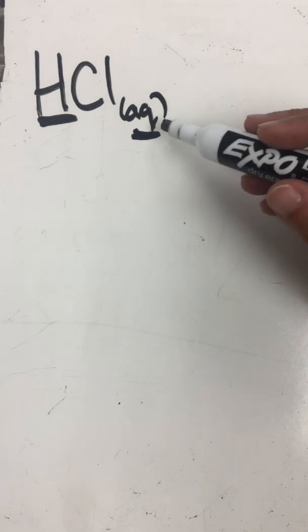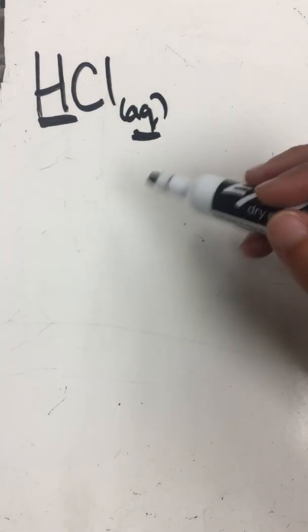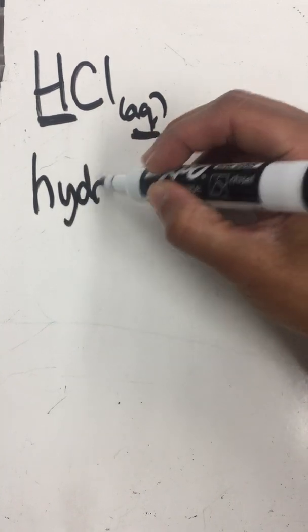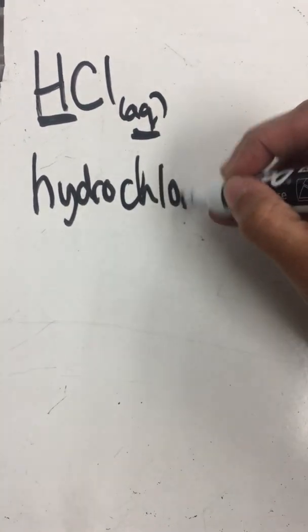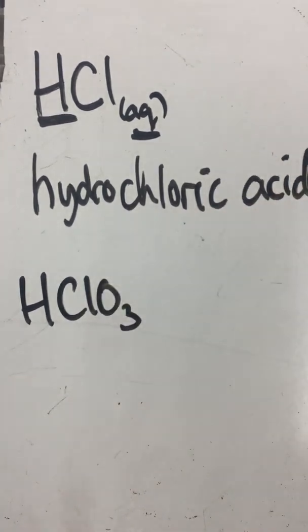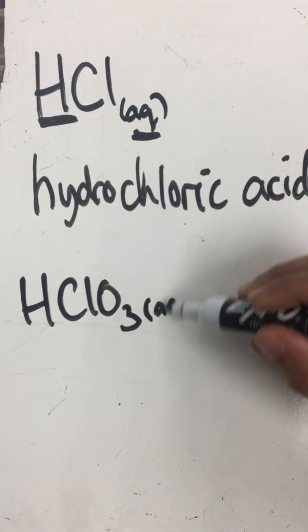And this is because that AQ just means that it dissolves really well in water, and you need to have something to be able to dissolve in water to create an acid. If you take grade 11 chemistry, you'll have a whole big section on that one. For something like this, we would call this hydrochloric acid.